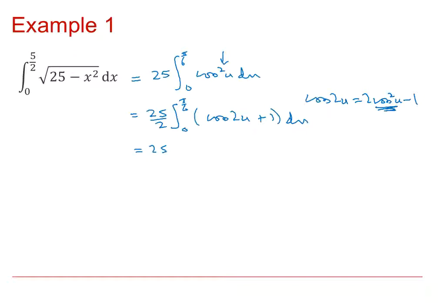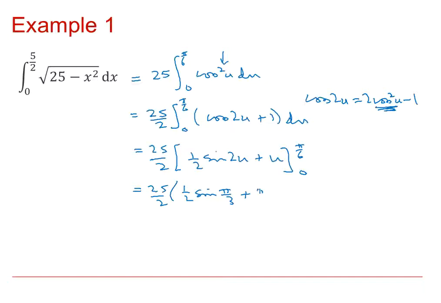So we can get 25 over 2. Integrate cos 2u is a half sine 2u. Make sure you balance it up with the half. Integrate 1 is u, and now we can just sub these limits in. So we've got 25 over 2. Subbing in the top limit is a half sine 2 lots of u, so that's pi by 3, plus u is pi by 6, and then subbing in the bottom limit is 25 over 2. Sine of nothing is nothing, and u is nothing. Make sure you sub in that bottom limit, even though it is obviously going to give us the answer of 0.